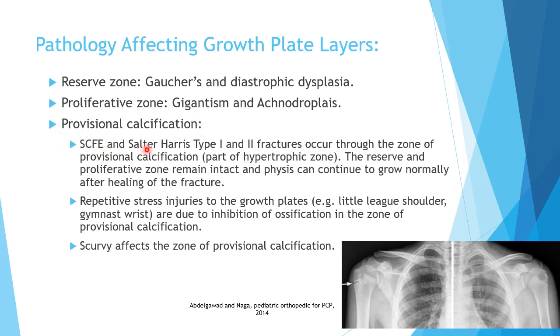As I said, this area has some confusion because some textbooks consider provisional calcification as a separate layer, and some of them consider it as part of the hypertrophic zone. Fractures and Salter-Harris injury occur through the provisional calcification. Repetitive stress occurs through the provisional calcification, and scurvy occurs through the provisional calcification zone.